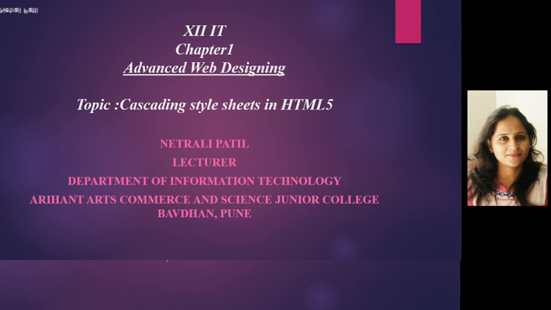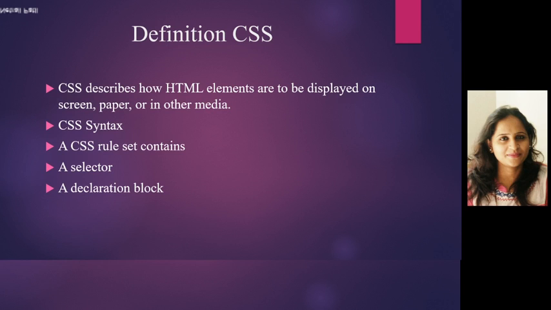Today we are going to learn about cascading style sheets in HTML5. Let's see. What is CSS? CSS stands for Cascading Style Sheets. CSS describes how HTML elements are to be displayed on screen, paper, or in other media. CSS saves a lot of work. It can control the layout of multiple web pages all at once. CSS allows you to control the look and feel of several pages by changing a single source.